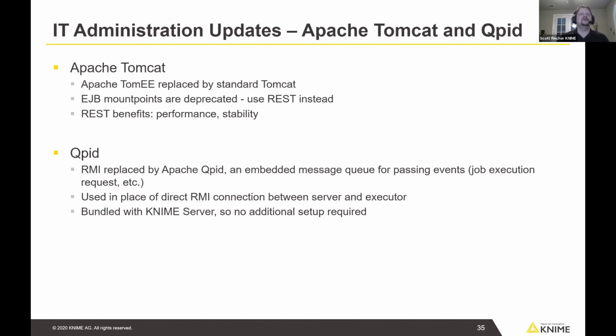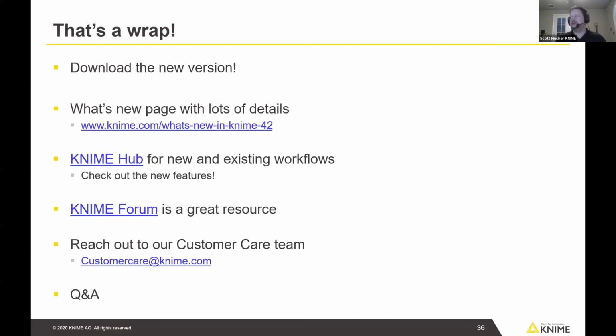And then the other thing we've done is replaced the messaging queue system. We've taken out RMI and replaced it with Apache Qpid for passing events. This is something that's bundled with the KNIME Server. You don't need to do any setup for this. It's just when you install the new KNIME Server, this is what's going to be used now, Qpid instead of RMI. And that's all that I had to tell you.